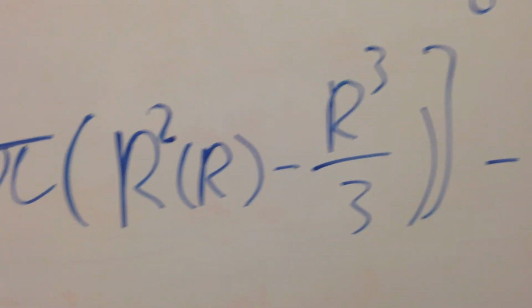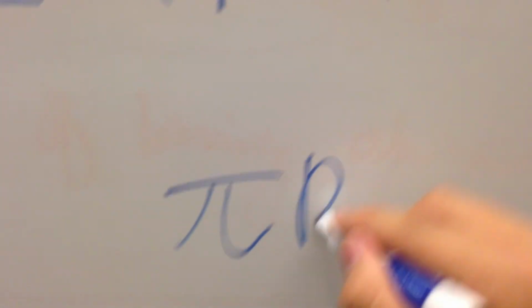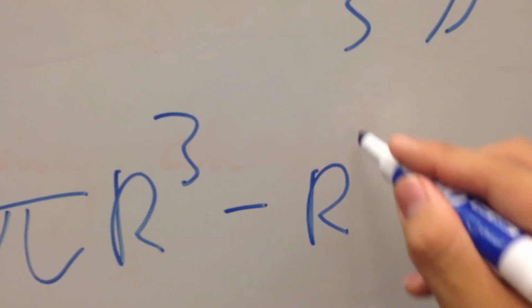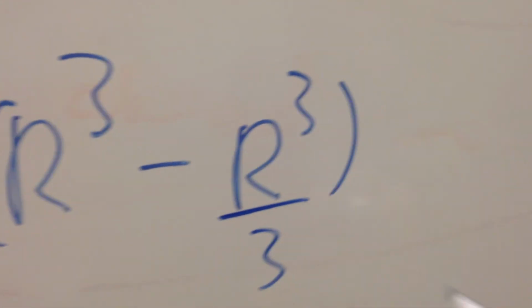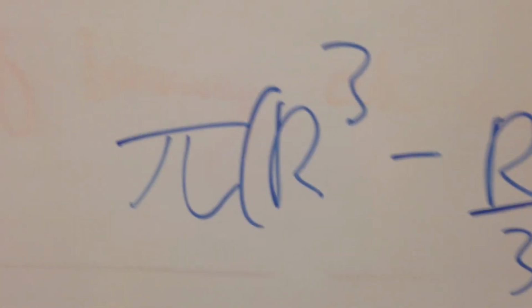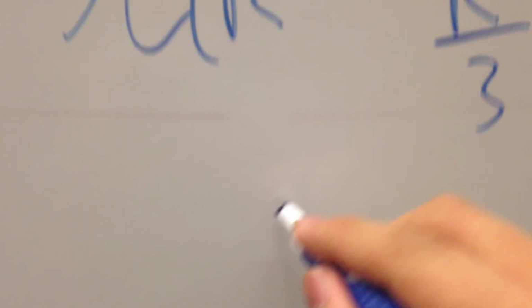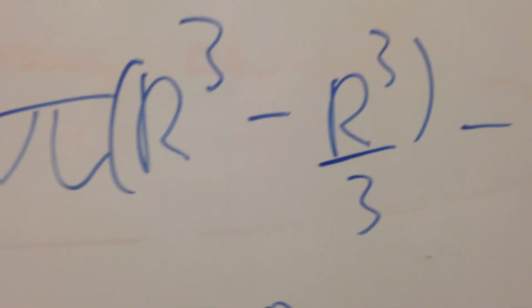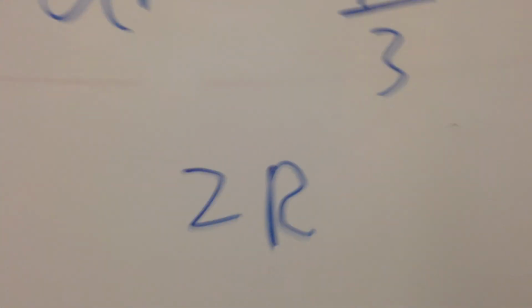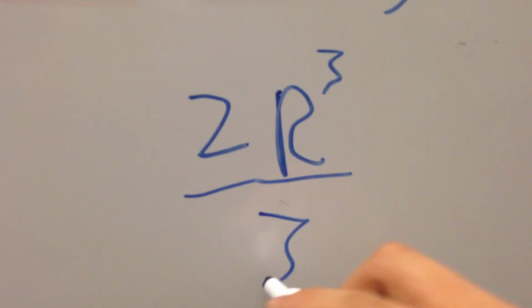If I'm going too fast, you can pause the video. So we get pi times r to the third minus r to the third over 3, minus 0. Cool? So what is r to the third minus r to the third over 3? Oh my god, what was I saying? That is going to be 2r to the third over 3. Right?